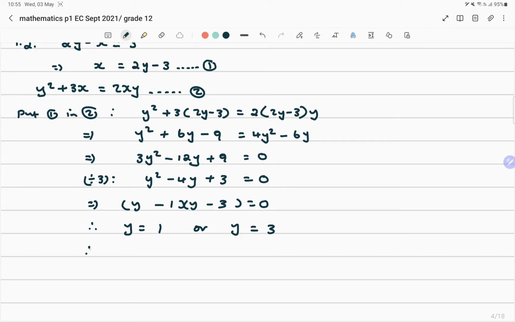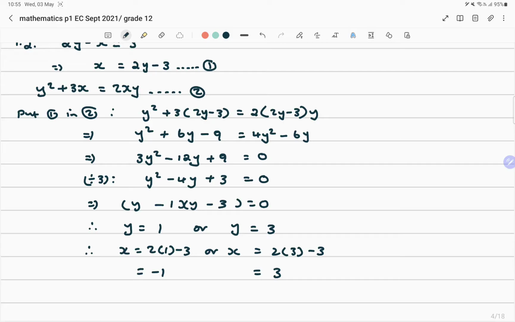And then this also may conclude for us that x is going to be 2 into 1 minus 3, or x is equal to 2 into 3 minus 3. Right. So when we sort this one out, it's minus 1. We sort this one out, it's just 3.